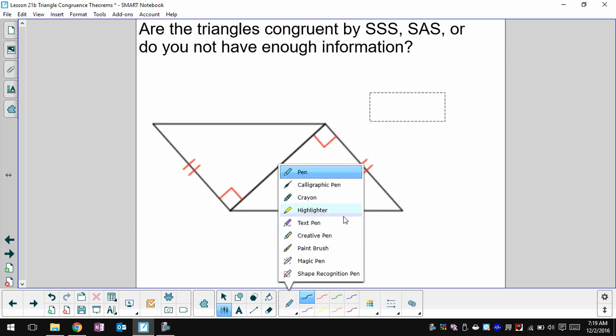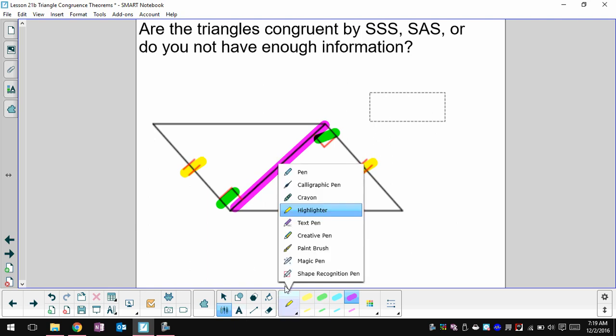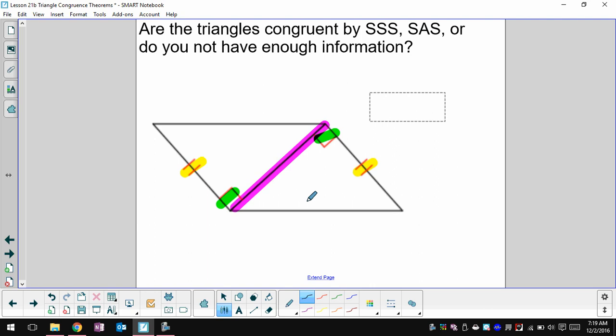So right now I have one pair of sides that I know are congruent. And anytime we see two right angles, we can say they're congruent. We know they're congruent because they're both 90 degrees, and being the same measure means you're congruent. So this angle and this angle are congruent. And if you remember from lesson 21A, when we had a side that was shared in both triangles, we could say that that side is congruent in both triangles.